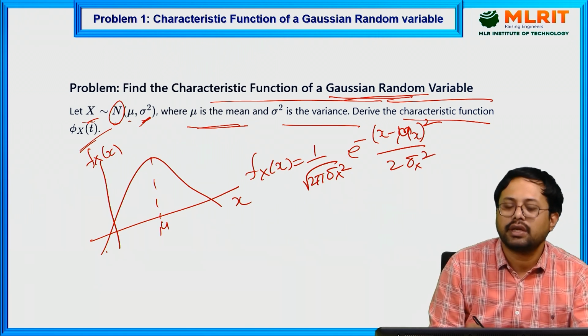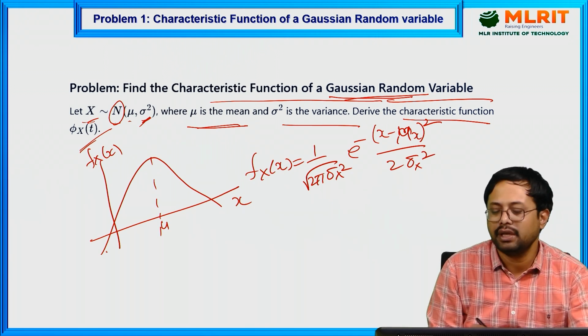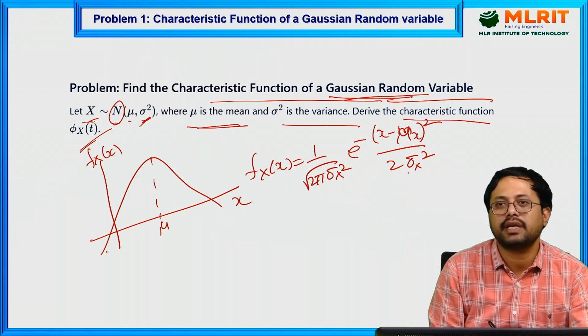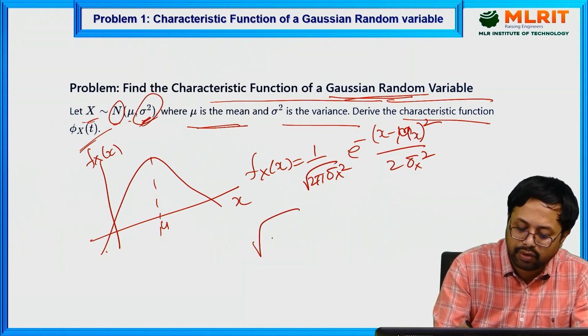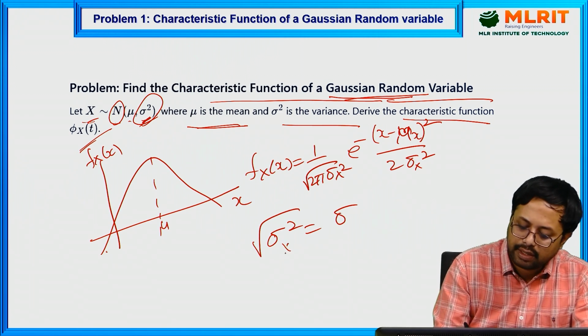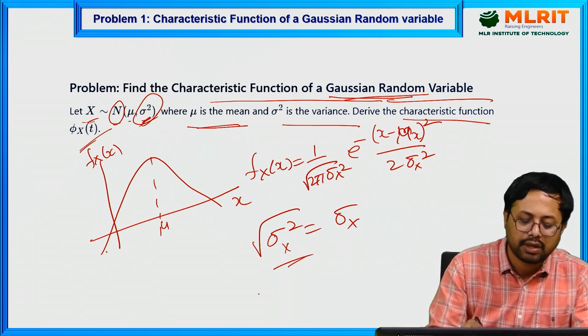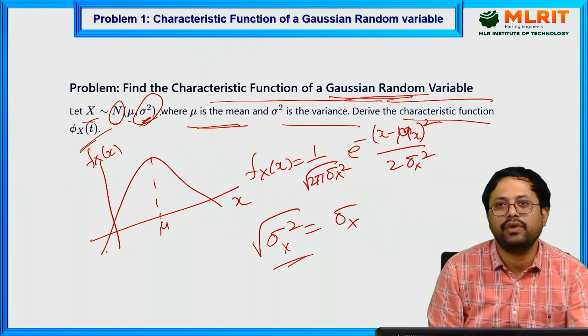Here mu x represents the mean and sigma x represents the standard deviation. Sigma square is the variance. Standard deviation means the square root of the variance. These are the notations, and it depends upon the mean and variance.